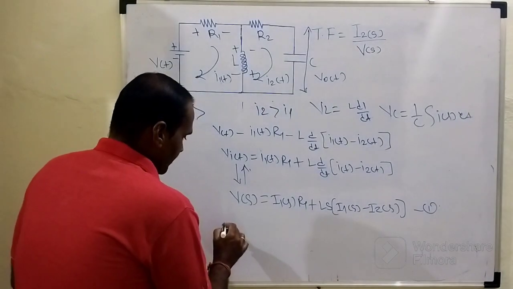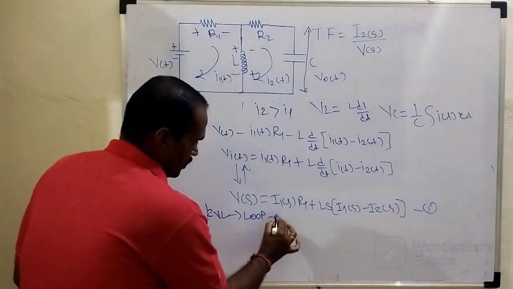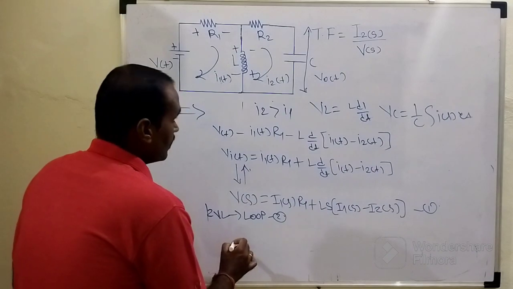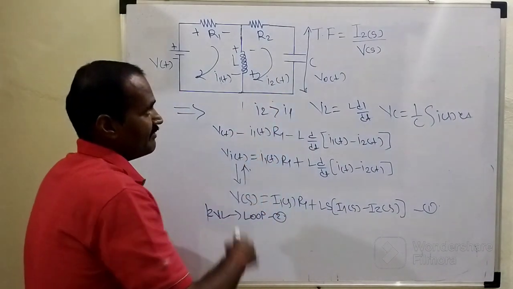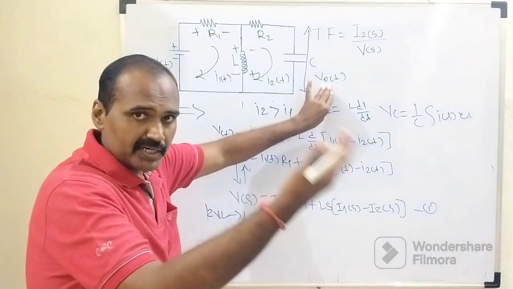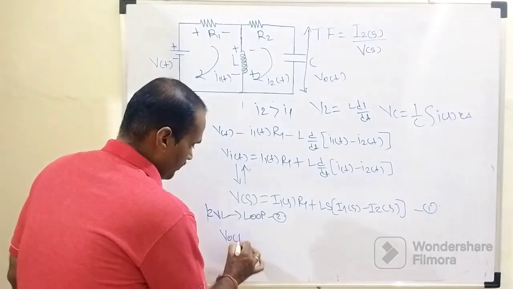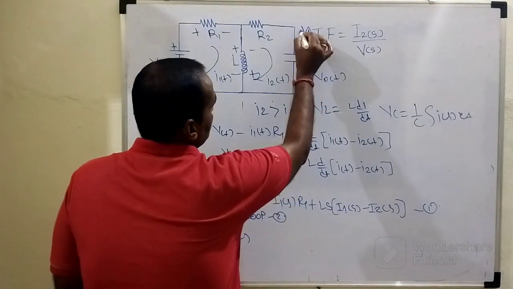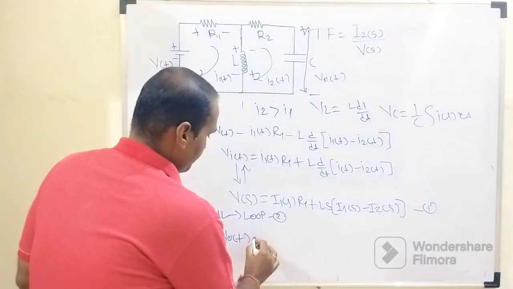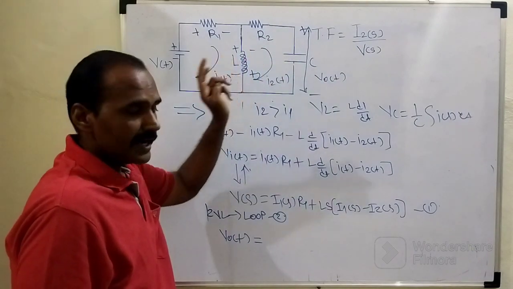Here I will write KVL to loop number 2. When we write this KVL equation in terms of the output voltage, or from that output side when we apply Kirchhoff voltage law, it will become V naught of T, right? Because this is the positive plate and this is the negative plate. So V naught of T equals the ohmic drop across resistor, capacitor and inductor.